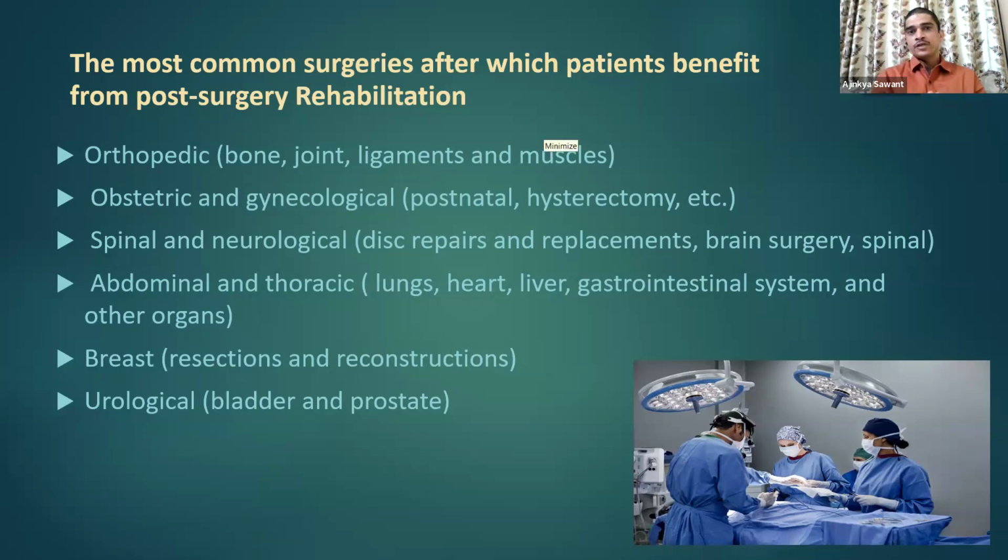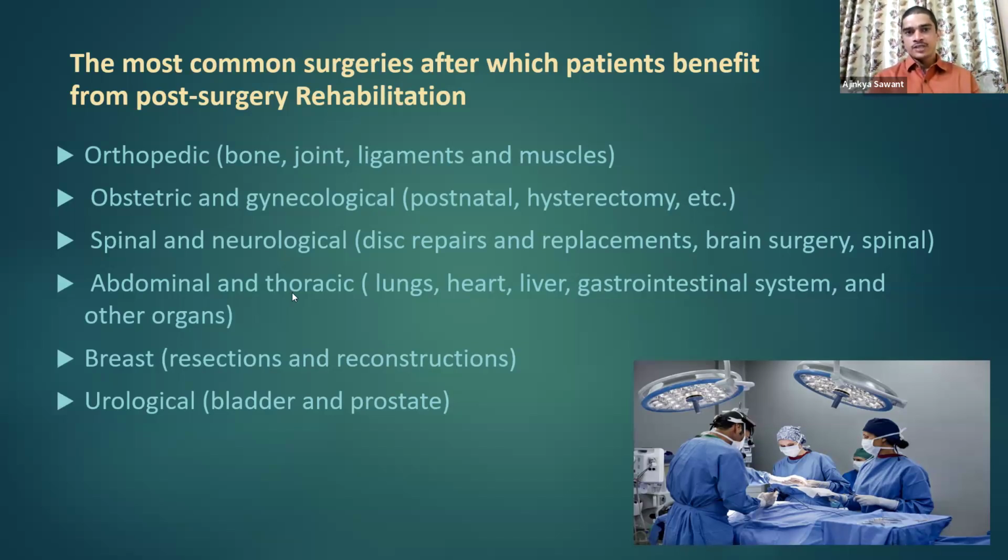What kind of surgeries do we do in peripheral nerves? Decompression surgeries, correct. Nerve suturing, yes. Brachial plexus surgeries. Correct. Nerve transposition, yes. So these are also the surgeries which come in spinal and neurological surgeries. And we play a very important role in rehabilitation of these surgeries.